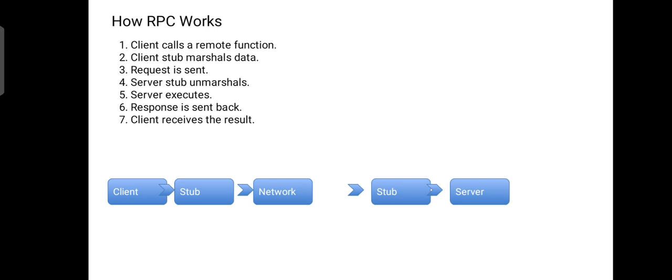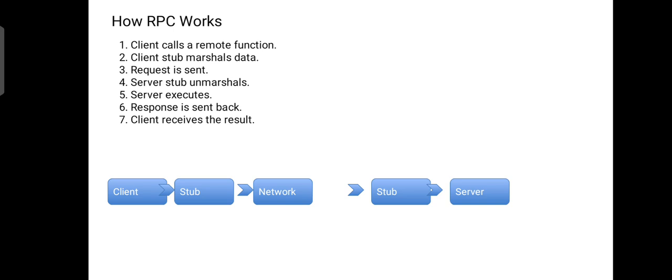Next is how RPC works. RPC stands for Remote Procedure Call. It allows a program on one computer to call a function or procedure on another computer as if it were running on the same machine. Here are the steps. First, the client calls the remote procedure, then the client stub converts the request into a format that can be sent over the network. This is called marshalling.